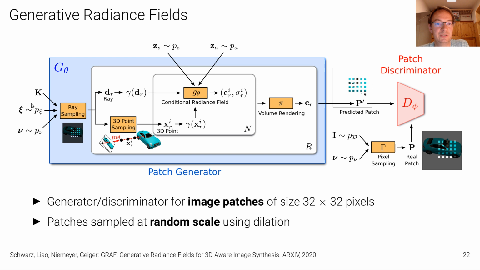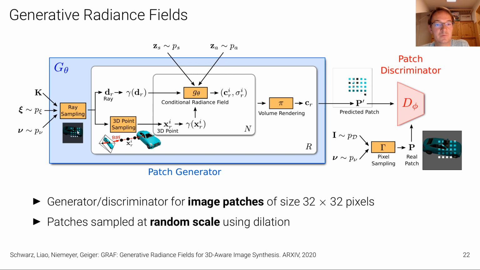What you can see here is that the input to this generator are the latent codes CS and CA for shape and appearance, as well as the camera matrix and the extrinsics. This is the camera pose, as well as the parameters of this patch. These are the position of this patch that should be generated. We don't generate the entire image. This would be way too costly. But we just generate this patch with a certain dilation factor and translation.